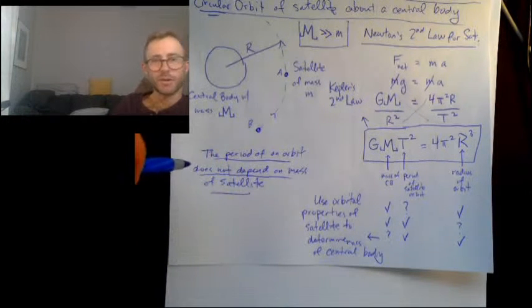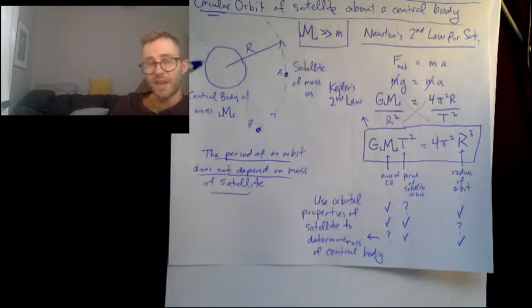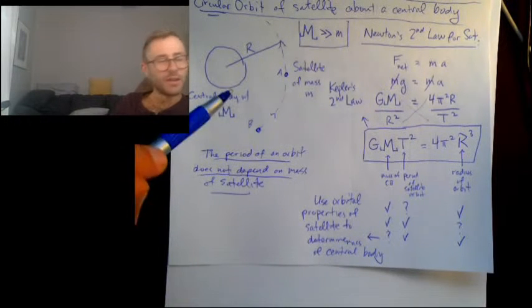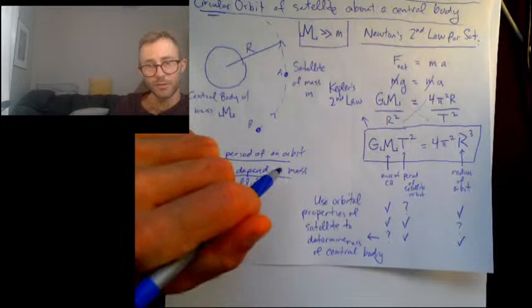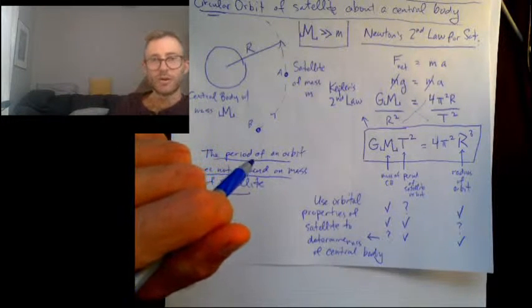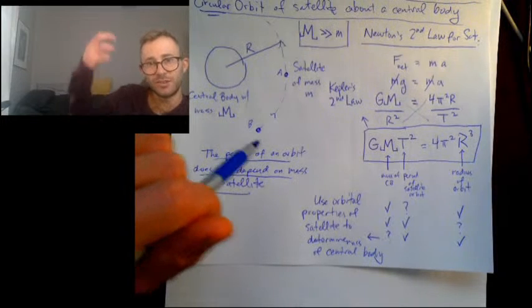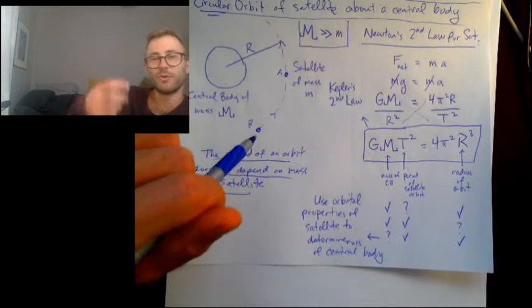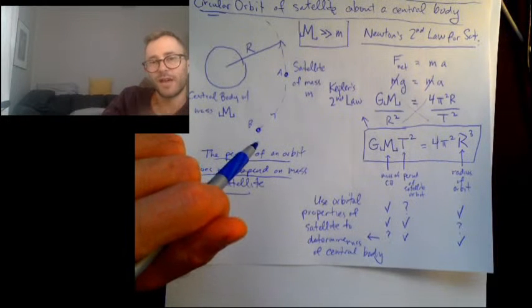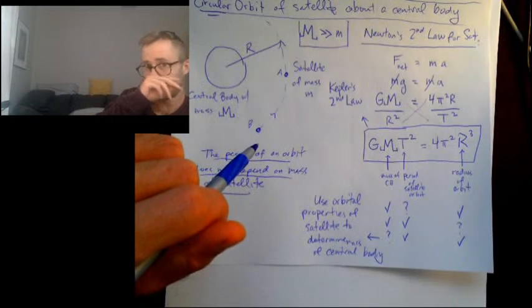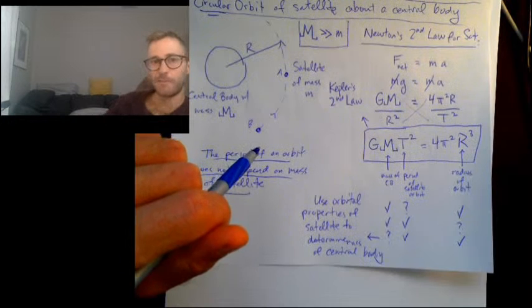So that's important. What would be different is the heavier a satellite is, the more energy you need to get it into that orbit in the first place. So a light satellite is easier to put into orbit. It takes less fuel to put it into orbit than it takes to put a heavy satellite into orbit.